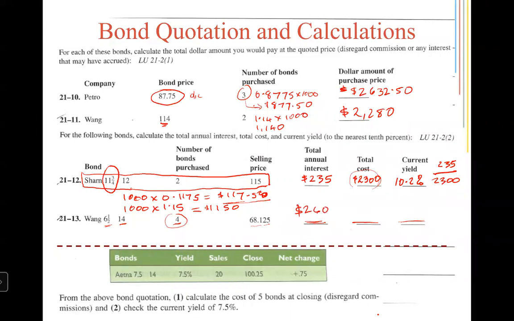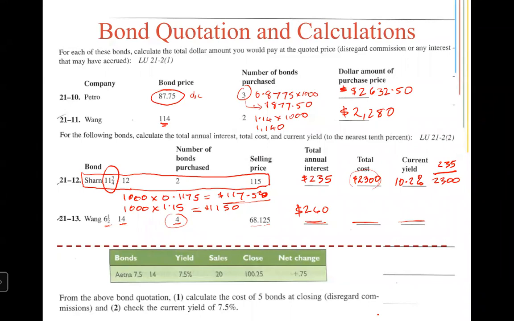All right. So we have an interest rate of 6.5%. So you'd multiply 6.5% times 1,000, which would be 0.065 times 1,000, which gives you $65 for one bond. But because we're dealing with 4 bonds, we multiply that 65 by 4 to get a total annual interest of $260.